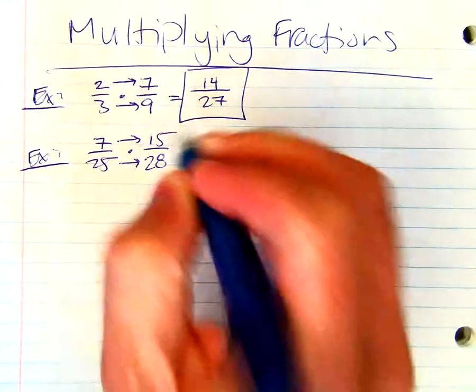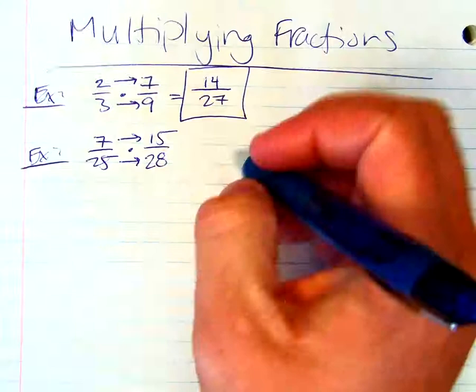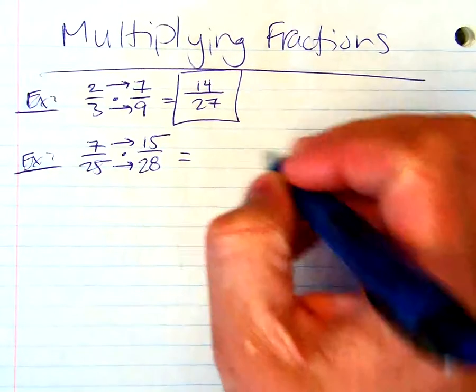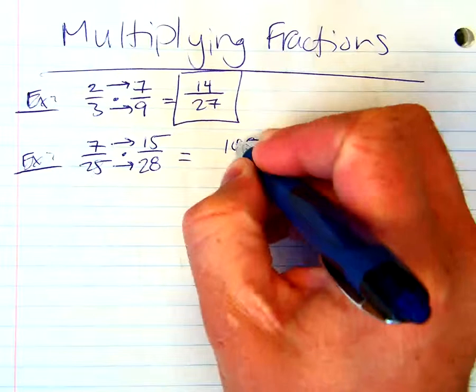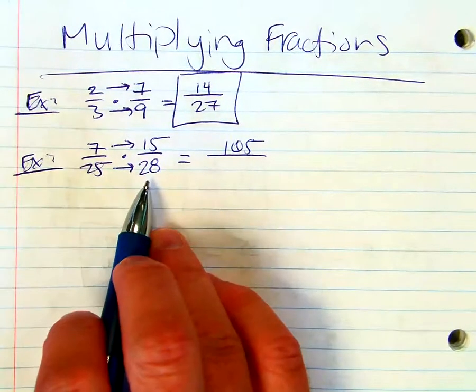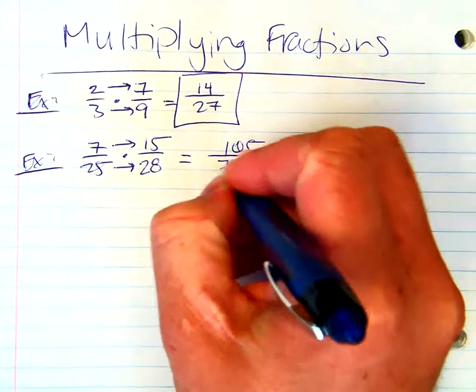Because it's a multiplication problem, I'm going to go straight through here, and I'm going to say 7 times 15. So we'd have to take time to do 7 times 15. It's going to give me 105. We have to do 25 times 28, which is going to be 700.